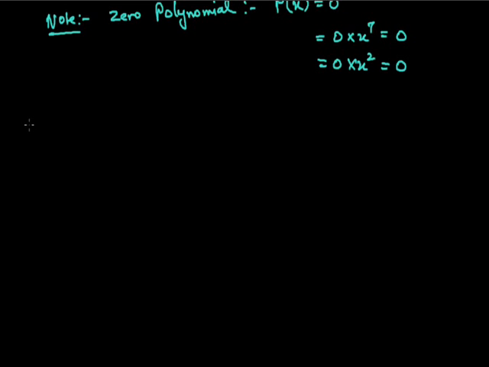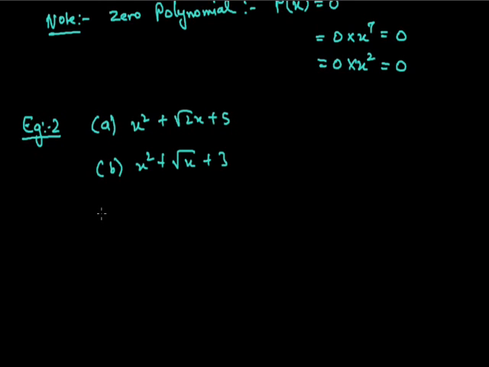Now we'll see some examples on these polynomials, so we'll be able to understand what we have studied on the classification of polynomials. Suppose I give you some algebraic expressions. First is x square plus root 2 into x plus 5, second is x square plus root x plus 3. Third, suppose I take x plus 1 by x.